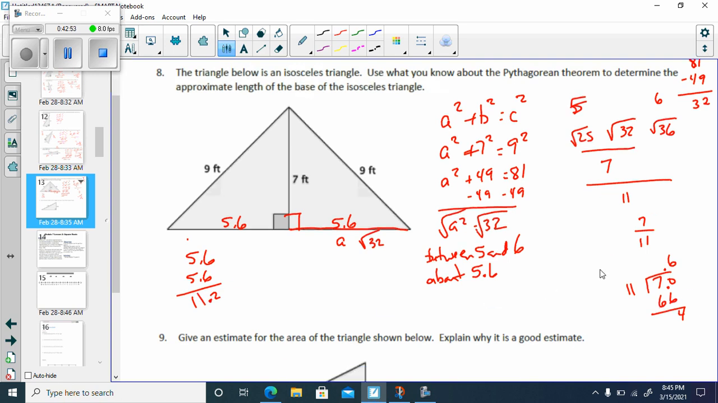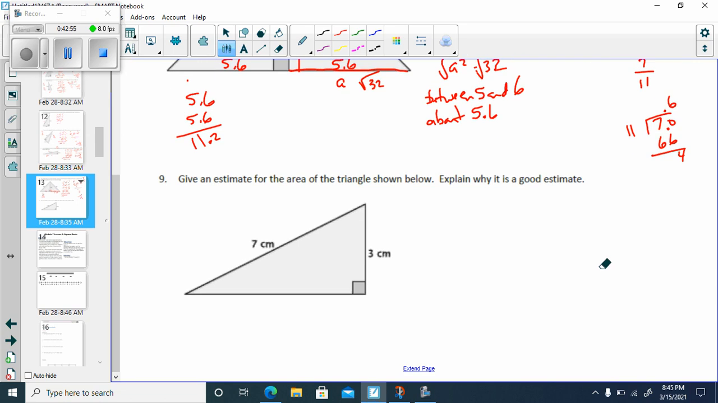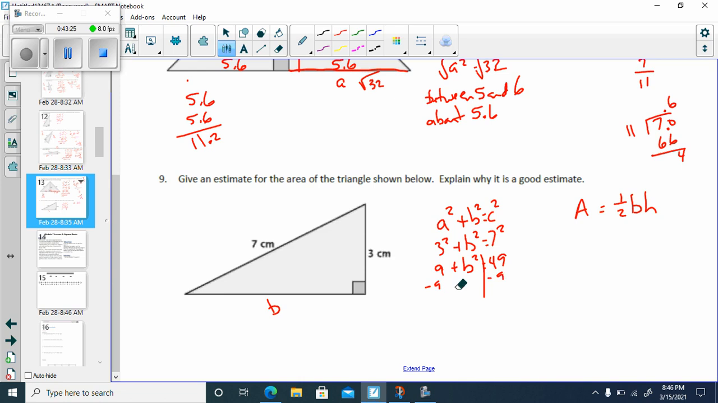And then the last one, give an estimate for the area of the triangle shown below. Okay, area is equal to 1/2 the base times the height. Well, here would be the base, and there would be the height. So I need to find something to find this base, don't I? Pythagorean theorem would get me there. A squared plus B squared is equal to C squared. That's 3 squared plus B squared is equal to 7 squared. 9 plus B squared is equal to 49. Let's subtract 9 from each side. B squared is 40.